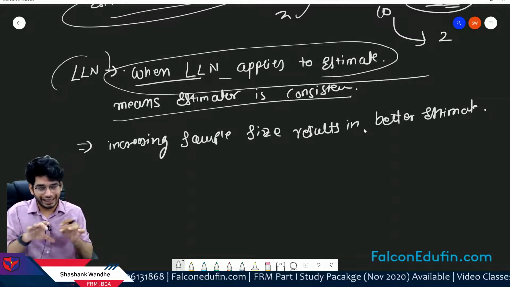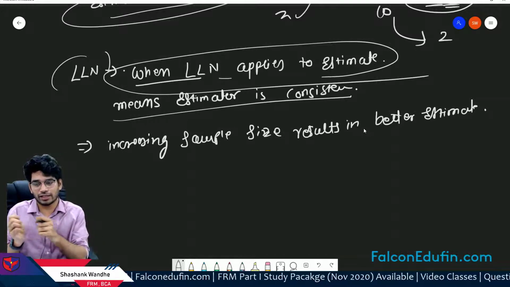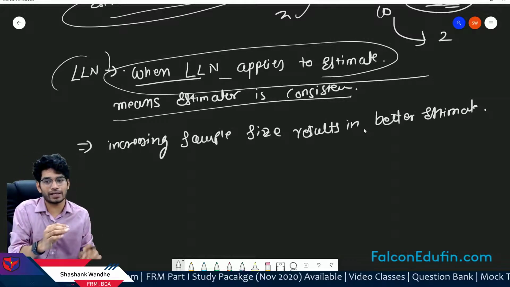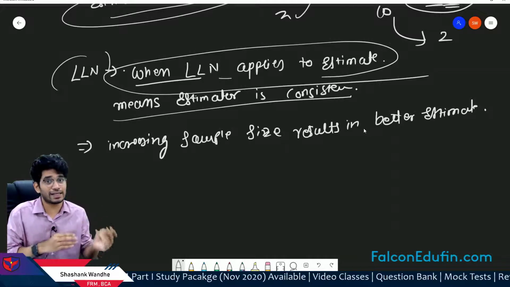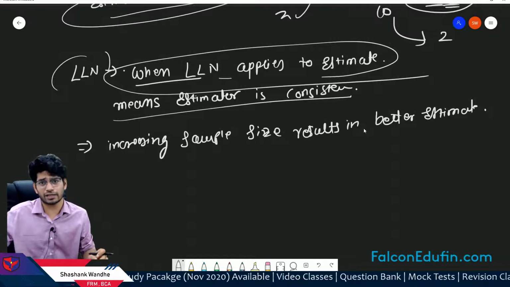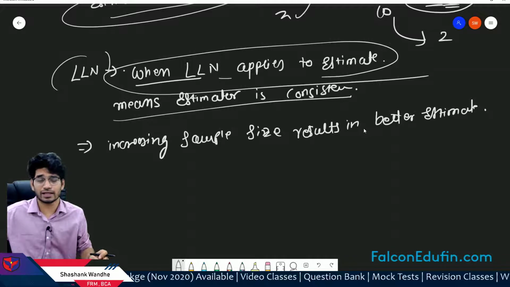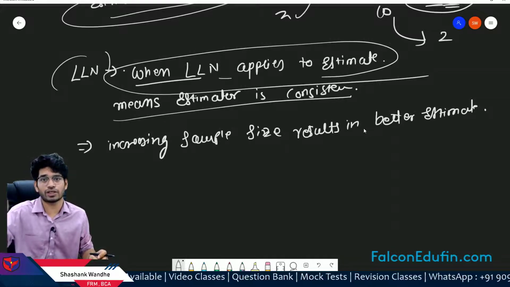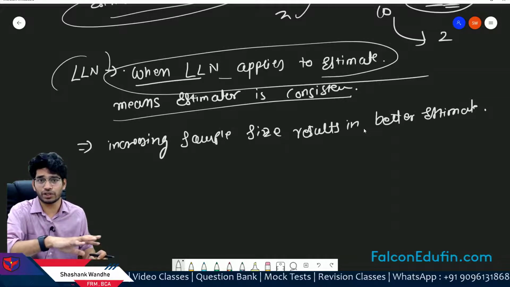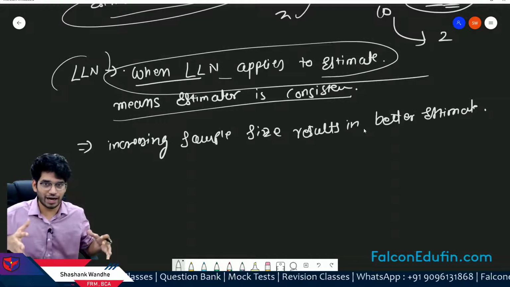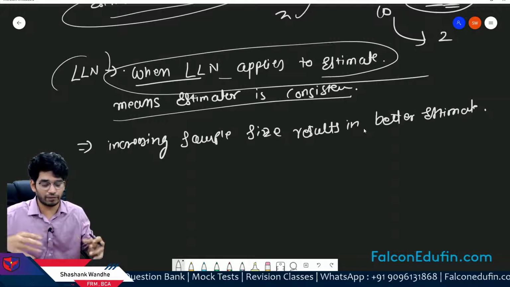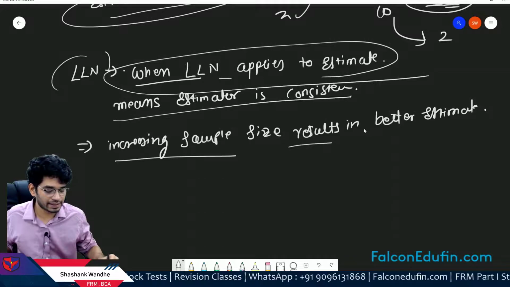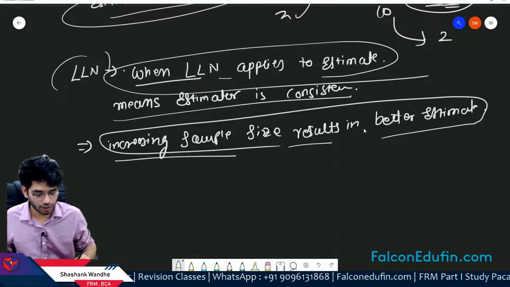But here in the law of large numbers terms, you have to remember like this: when the LLN applies to an estimate, it means the estimator is consistent. And what is consistent? Consistent means as the sample size increases, it will improve the accuracy. And for improving the accuracy, we have that technical term, like the sample parameter will approach the population parameter, right? So it is kind of getting intermingled everywhere, so that's why remember it separately. Then increasing the sample size results in a better estimate is your law of large numbers.